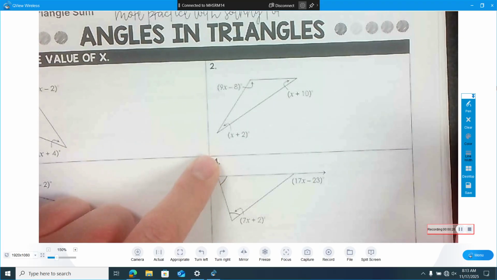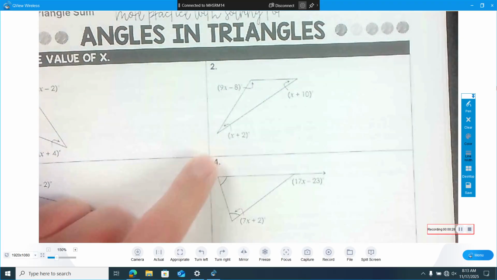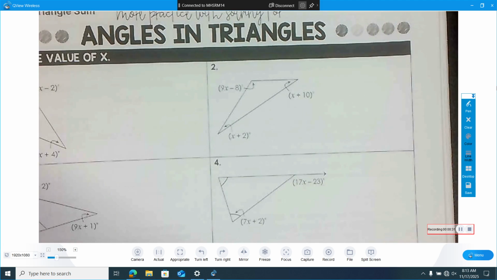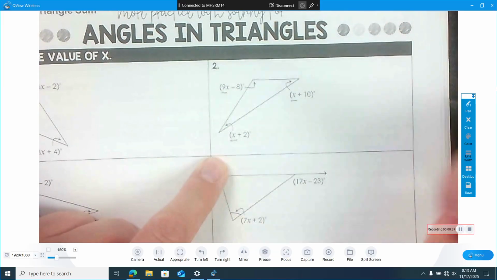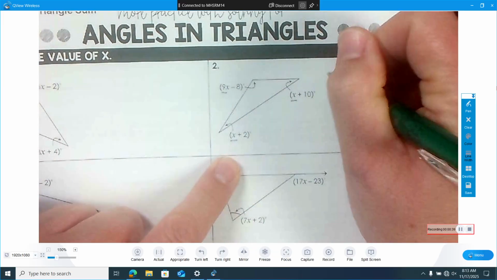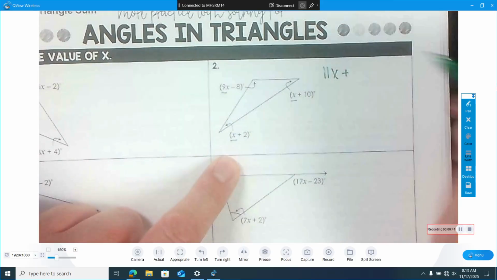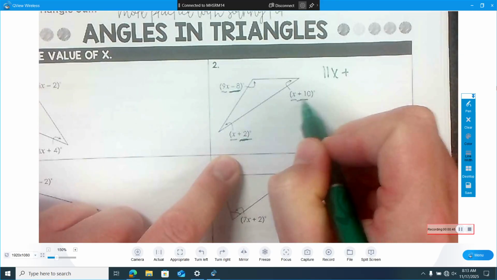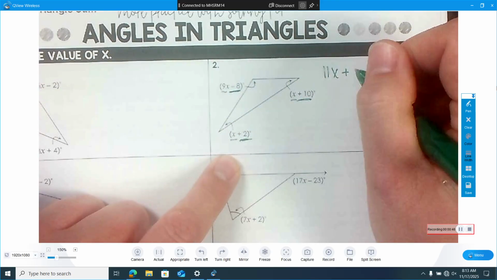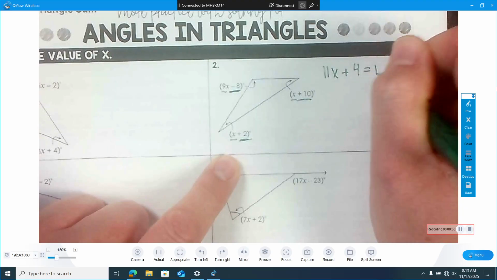So number 2 here, we have 3 interior angle measures that they've given us. What should we do? Add them up. So I have 9x plus 1x plus 1x, so it's going to give me 11x. I have a negative 8, a positive 2, and a positive 10. So that'd be like 12 minus 8, which I guess is positive 4.